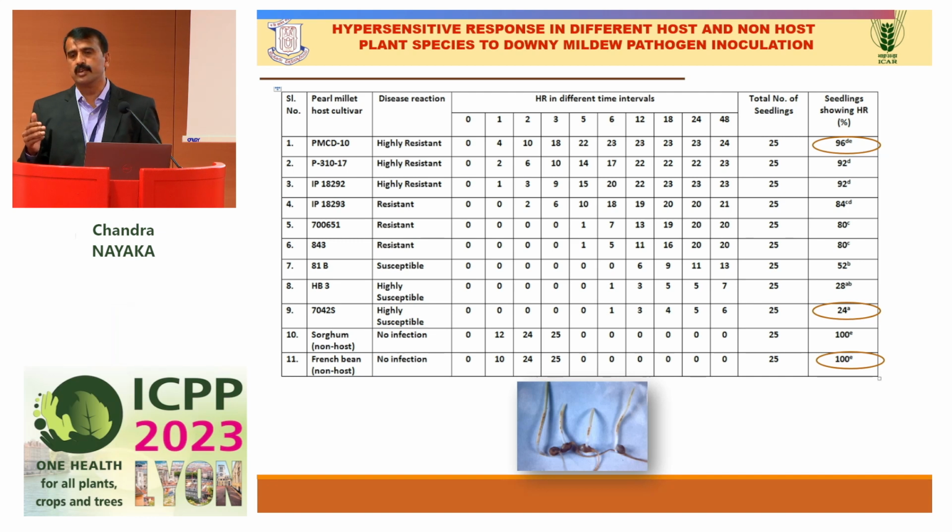We have developed a hypersensitive technique to screen cultivars in in vitro conditions. We checked resistant, moderately resistant and susceptible lines, along with other hosts like sorghum and French bean. We found that the other hosts gave a 100% HR reaction, followed by the highly resistant one, and the susceptible one gave a lower hypersensitive reaction.